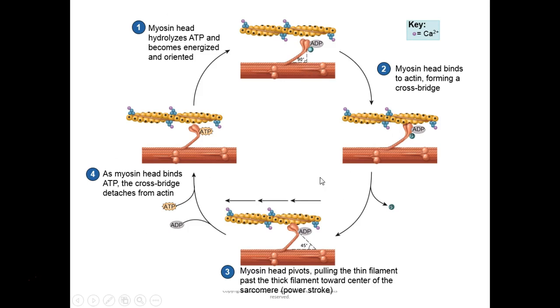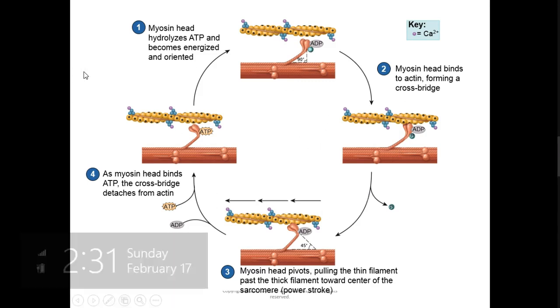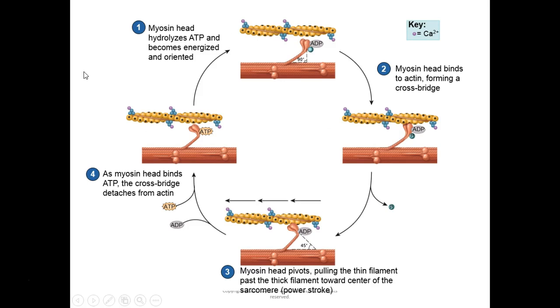Now all this is going to continue to happen as long as two things are going on. There's plenty of ATP to break down, get back into the cocked position, power stroke and bind again, and the cycle continues. But also the important thing is there has to be plenty of calcium available.